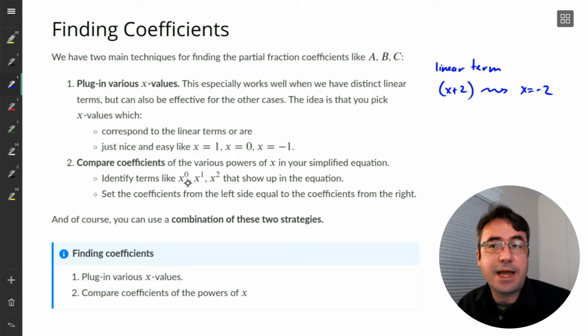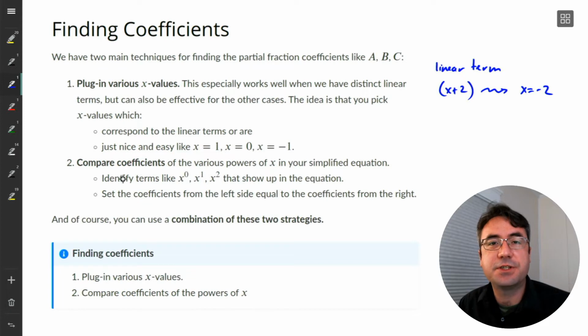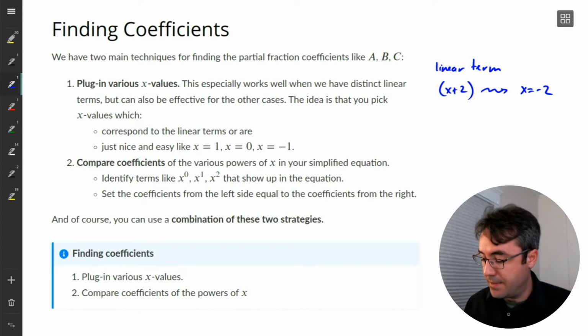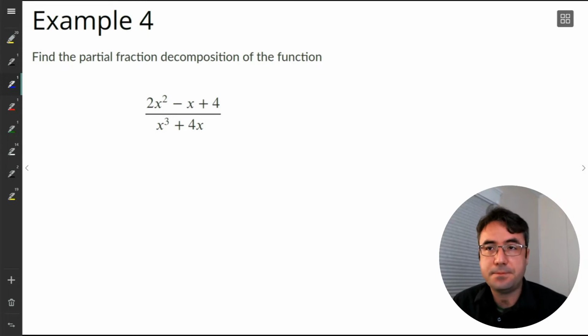You can use really a combination of these two strategies. Whichever one you like better, that's the one to use. So let's see this comparing coefficients strategy in action. That's what we're going to see in our next example, example 4.